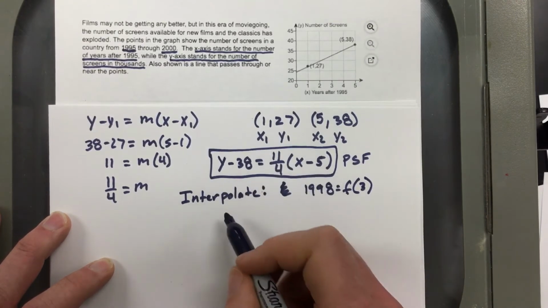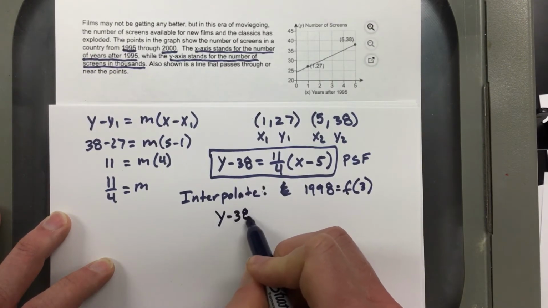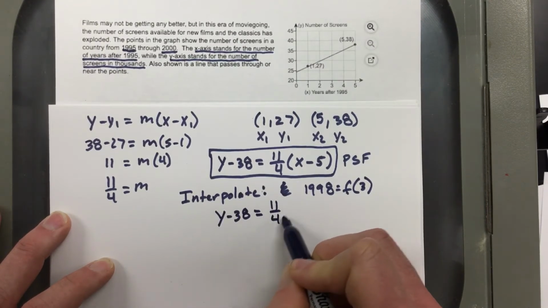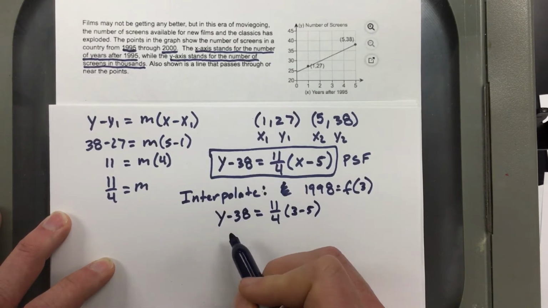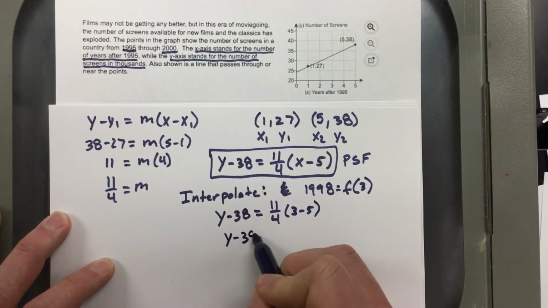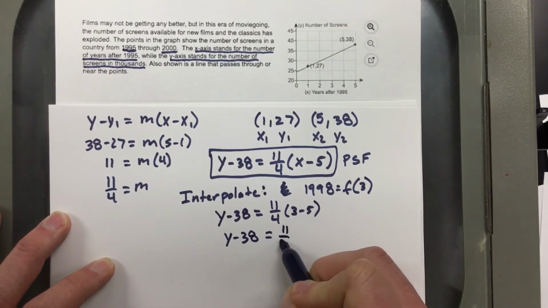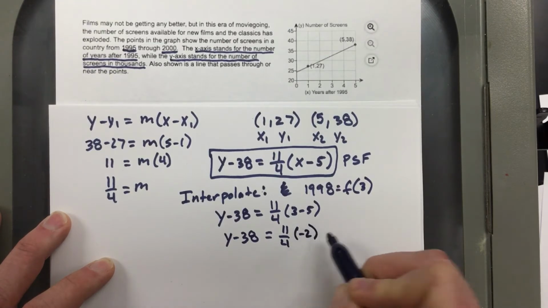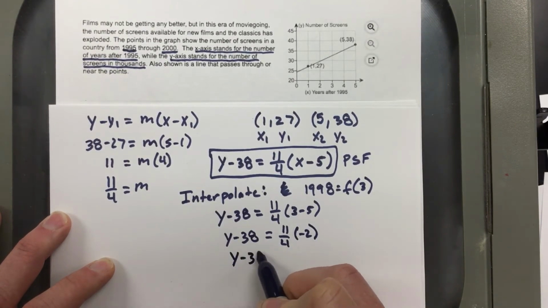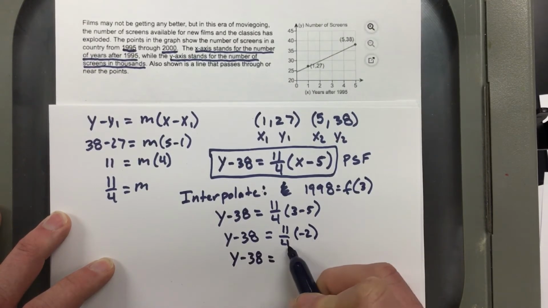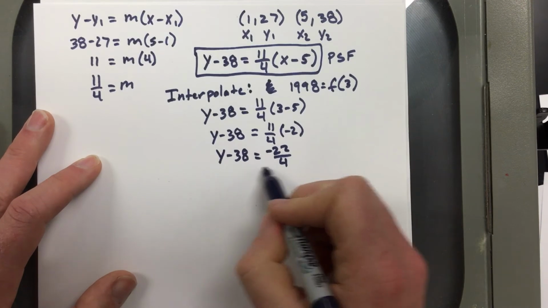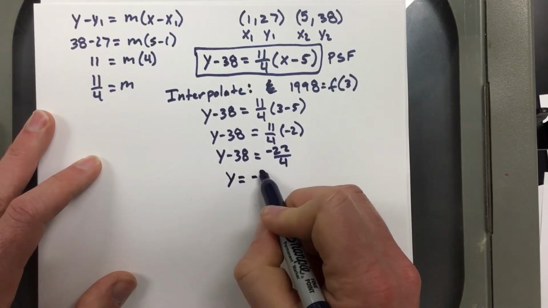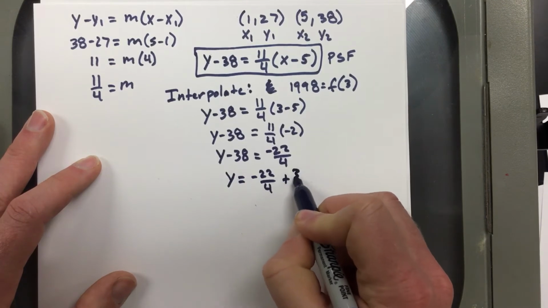So I take this equation and write y minus 38 equals 11 over 4 times 3 minus 5. Then I subtract here, so that's y minus 38 equals 11 over 4 times negative 2. Then I get y minus 38 equals negative 22 over 4. I need to add the 38 over. That's going to be y equals negative 22 over 4 plus 38.